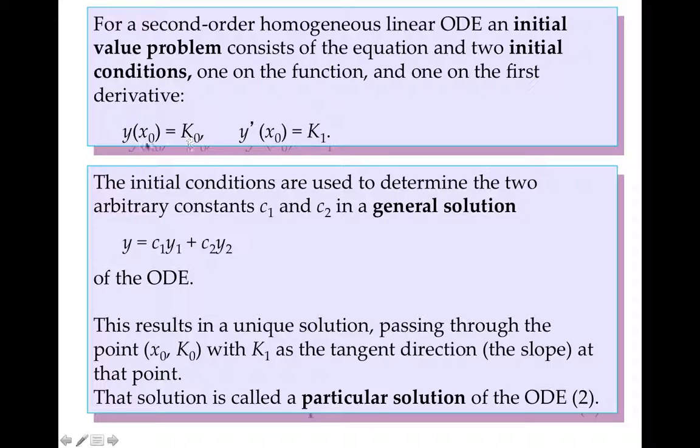So essentially what you would do is you would come into your solution structure, and everywhere you have a value of x, you would substitute x sub 0, and everywhere you have a value of y, you would substitute k sub 0, and you would force the equation to be true. You would then take the first derivative of this equation, and everywhere you have a first derivative term, you would substitute a k1 and force this equation to be true. That will give you two equations and two unknowns and allow you to solve for your two constants.